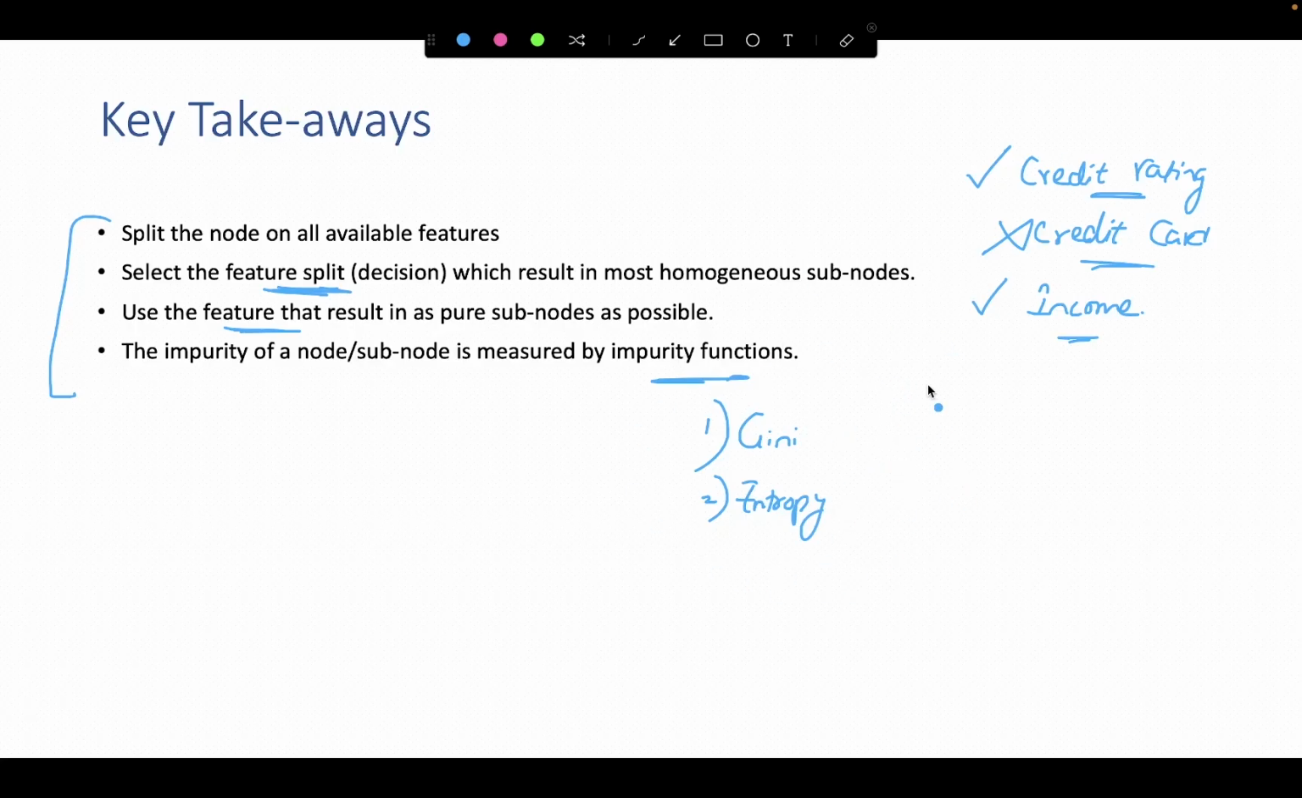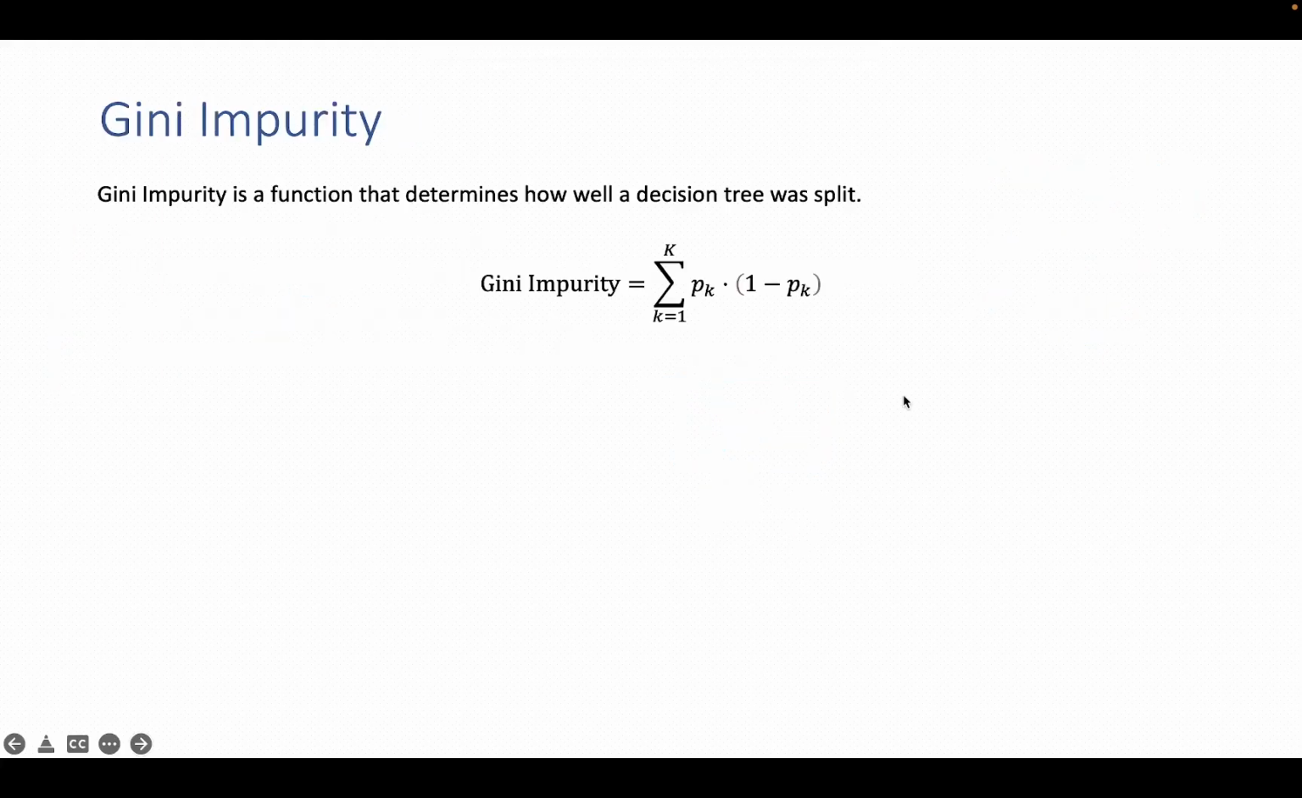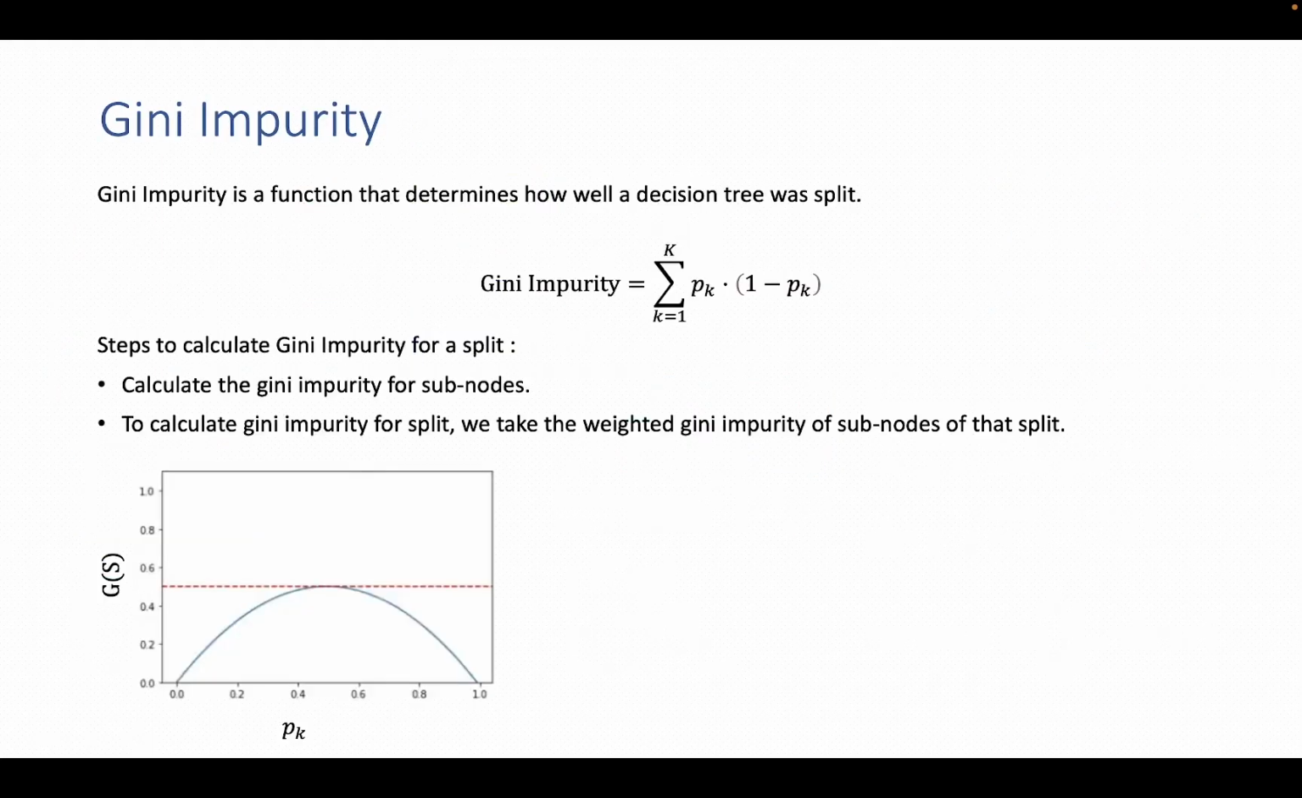In the example data that we have been considering so far, it could be either the credit rating feature split or the income group feature split that is the right one. So we are going to calculate what we call the weighted Gini impurity for the given feature split, so as to understand if that's the right feature split or not. To begin with, let's understand what Gini impurity is.